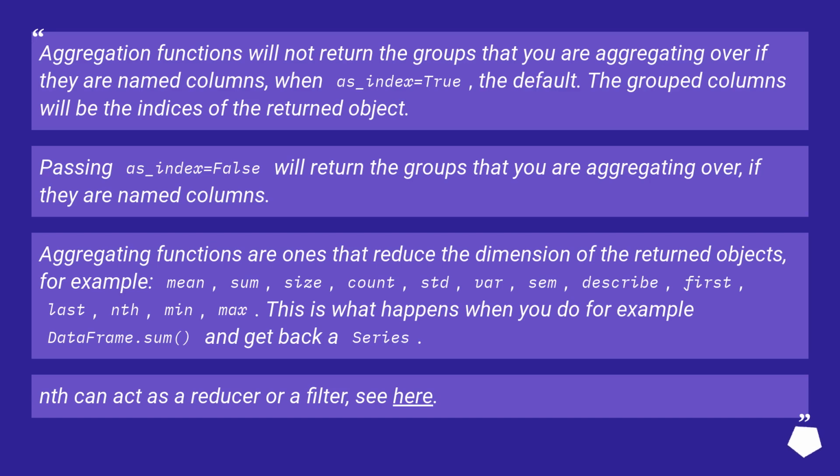Aggregating functions are ones that reduce the dimension of the returned objects, for example, mean, sum, size, count, std, var, sem, describe, first, last, nth, min, max. This is what happens when you do, for example, dataframe.sum and get back a series. nth can act as a reducer or a filter, see here.